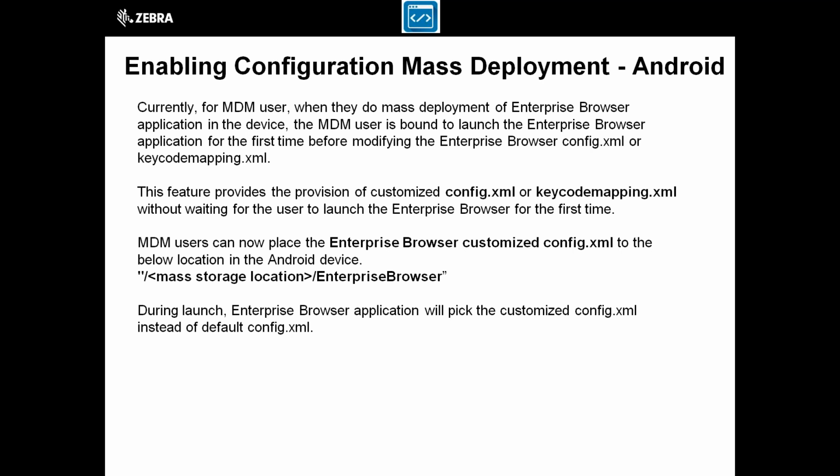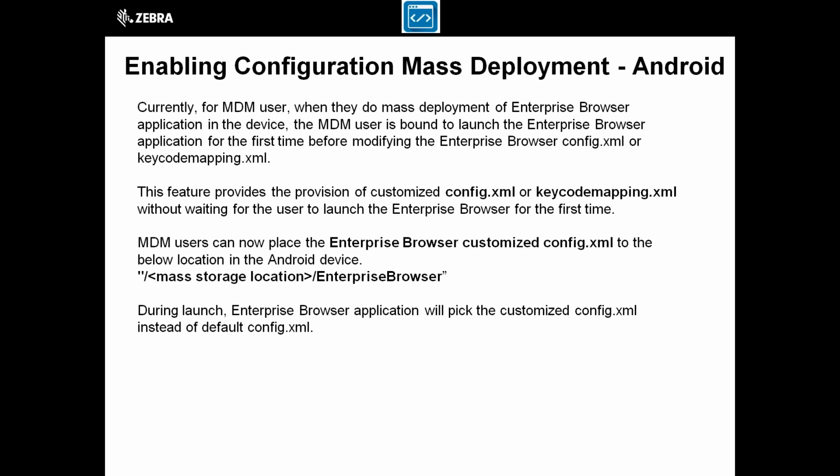Basically, now what the user needs to do is put the customized config.xml under the mass storage location / Enterprise Browser directory, push the Enterprise Browser binaries. The third step will be to install the Enterprise Browser application. Now there is no need of launching the Enterprise Browser application, copying the config.xml, modifying it and again pushing it.